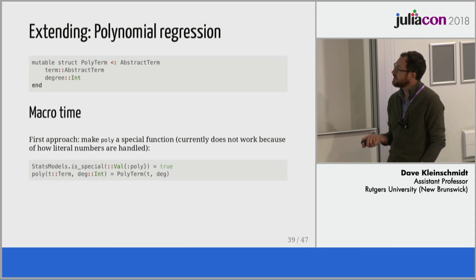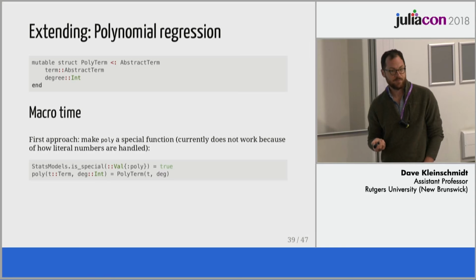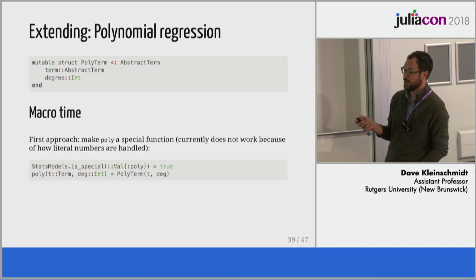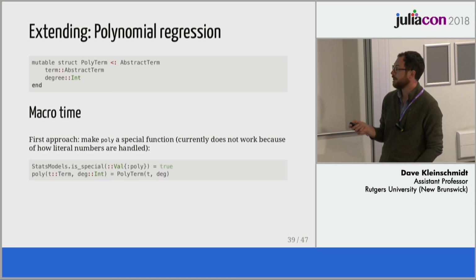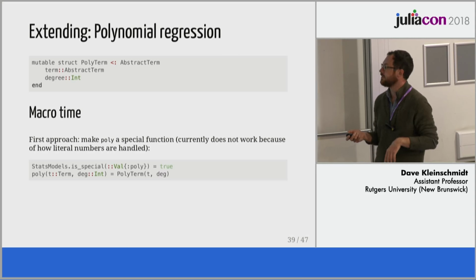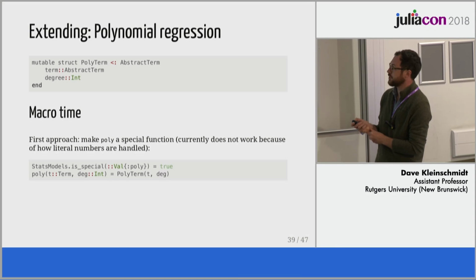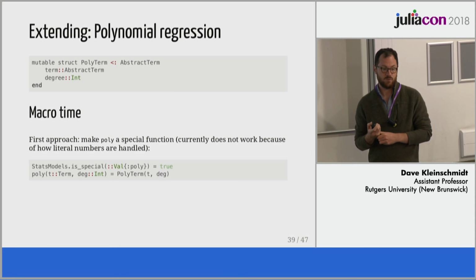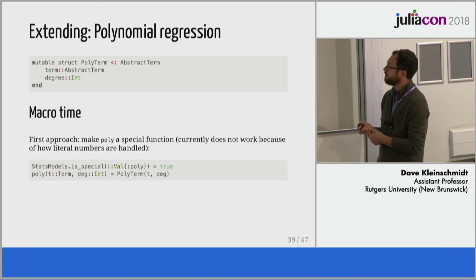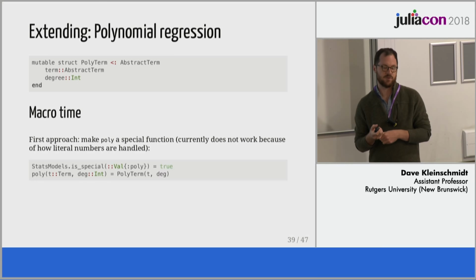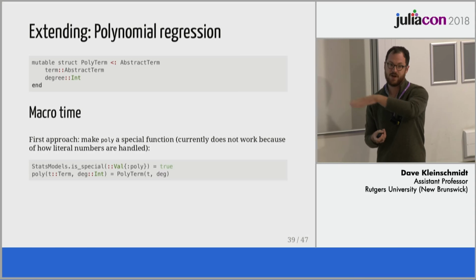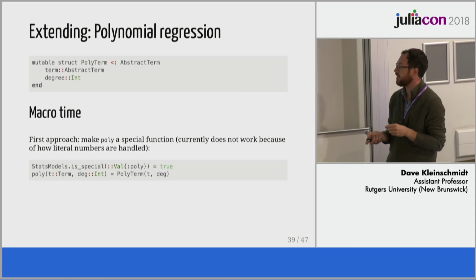So here's an example. Let's say we want to do a polynomial regression. The first thing you do is define a term type. It's a subtype of abstract term that's going to hold the information that you need to actually generate predictors for this new type of regression. It holds the term you want to generate polynomial functions of, and the degree of the polynomial. This is like I want to compactly specify I want x squared, x cubed, x4, x5 as columns in my design matrix.